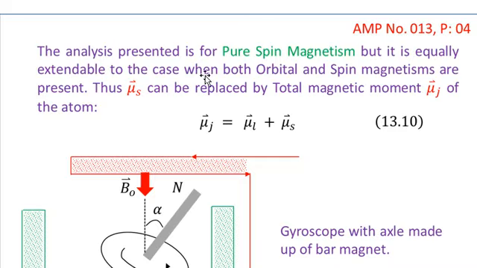So the analysis presented is for the pure spin magnetism, but it is actually extendable to the case when both orbital and spin magnetism are present. Thus, mu s can be replaced by the total magnetic moment mu j of the atom. So for equation number 10, which we have written as mu j is equal to mu l plus mu s, we have taken the vectorial addition of the orbital magnetic moment and the spin magnetic moment, as shown on the right hand side in equation number 10, to form the total magnetic moment mu j of the atom.